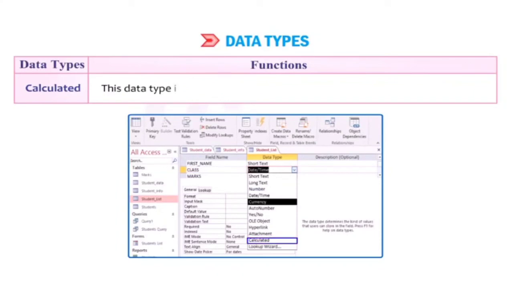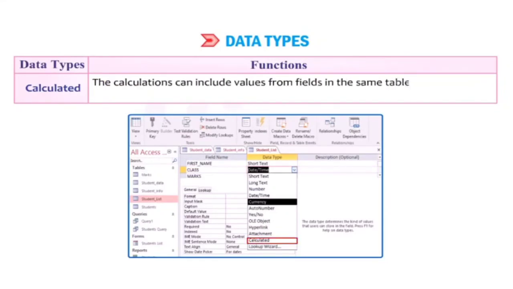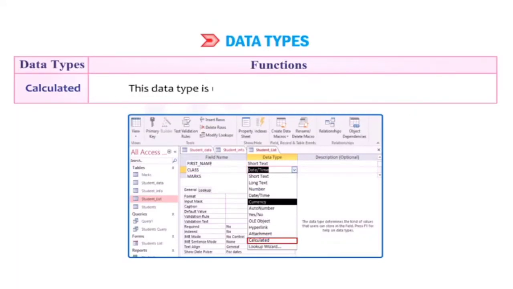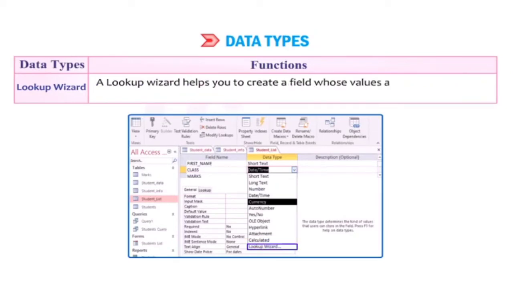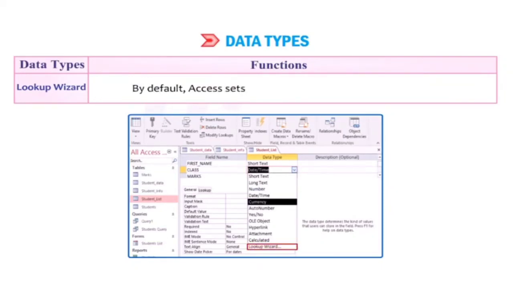Calculated. This data type is used when a user creates table fields that calculate values. The calculations can include values from fields in the same table as well as built-in Access functions. This data type is used mostly in the case of queries, forms, and tables. Lookup wizard. A lookup wizard helps you to create a field whose values are chosen from the values in another table, query, or list of values. By default, Access sets lookup fields to the number data type.